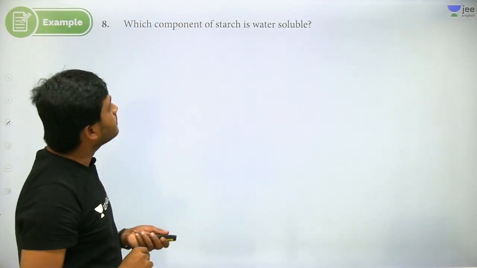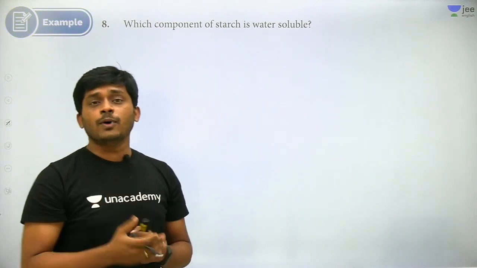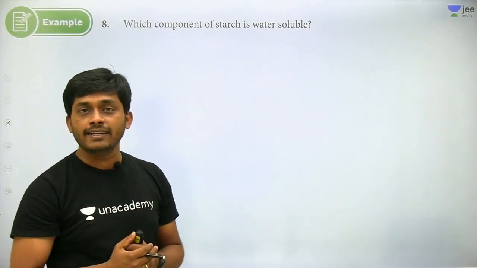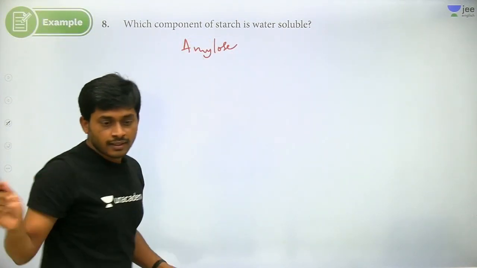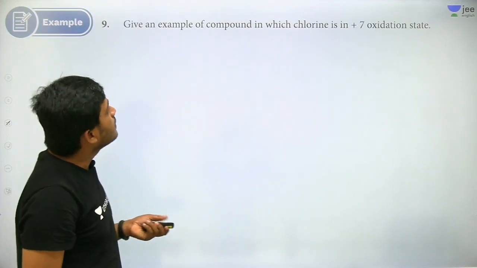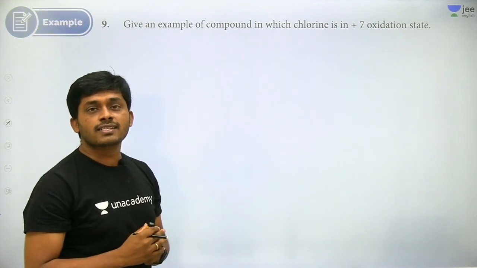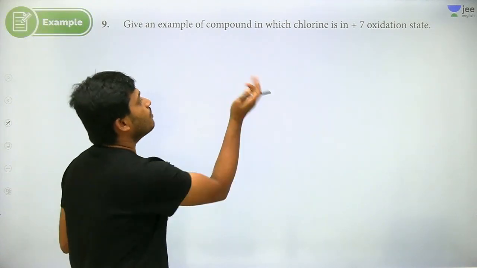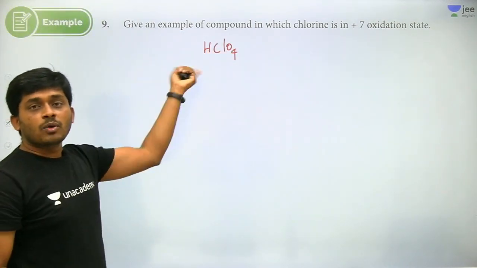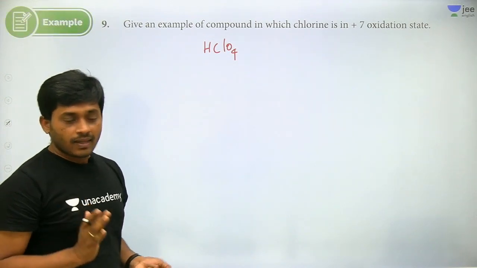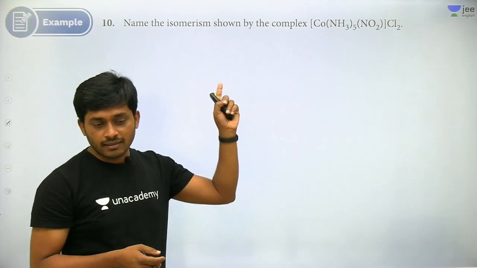Okay, right? Next, which component of starch is water soluble? Starch has 2 components, amylose and amylopectin. Which is water soluble? The first one. Right? Getting it right. Next. Give an example of compound in which chlorine is in +7 oxidation state. Perchloric acid.